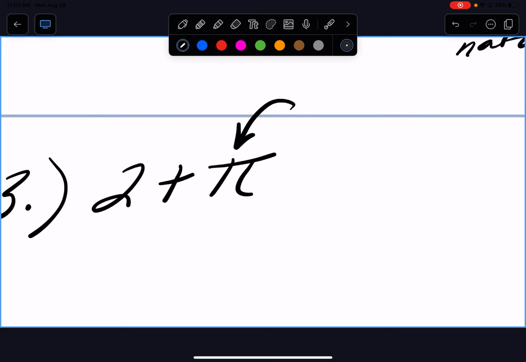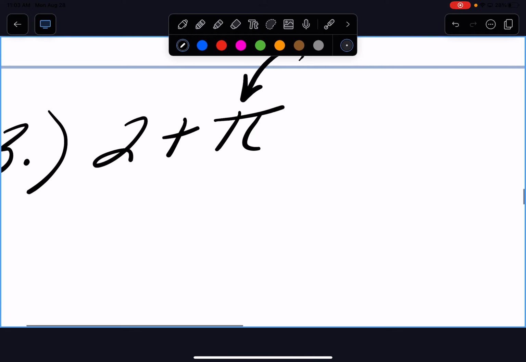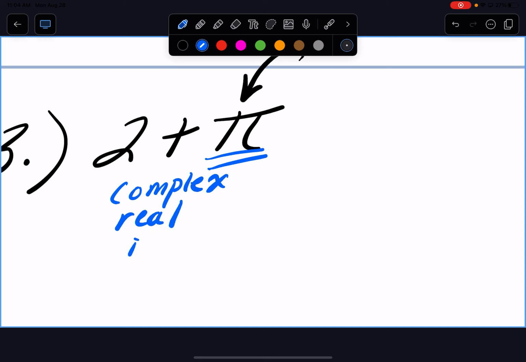It doesn't matter if you memorized it, but my point is, pi is a never-ending decimal. You have to have knowledge of pi to know that. It's a never-ending decimal without a pattern, exactly. So we would know that this is considered irrational. Complex, because everything's complex. It's real, because there's no i, but it's irrational.